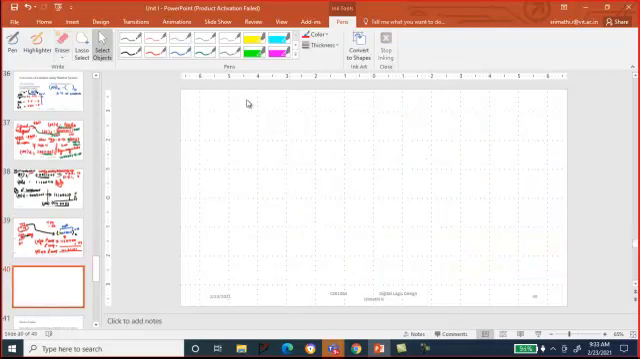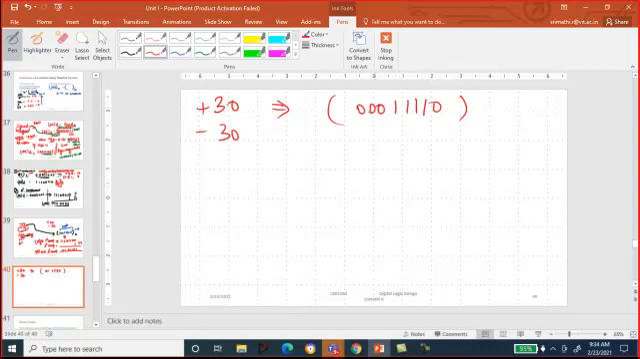Again, let me go ahead with 30 and minus 30. Will you please tell me 30 in binary? 00011110. So minus 30, how will you represent it in 2's complement?